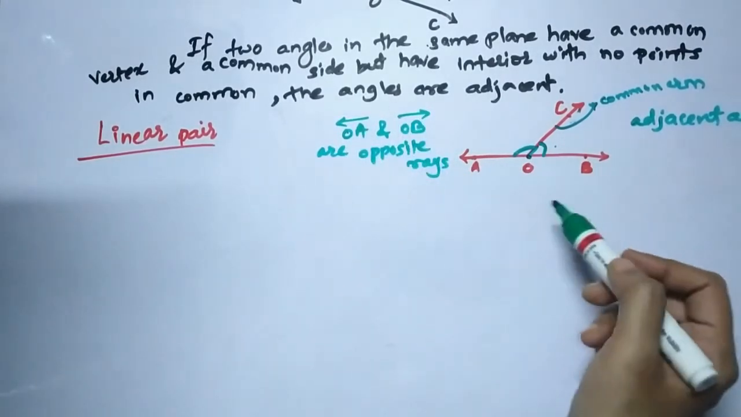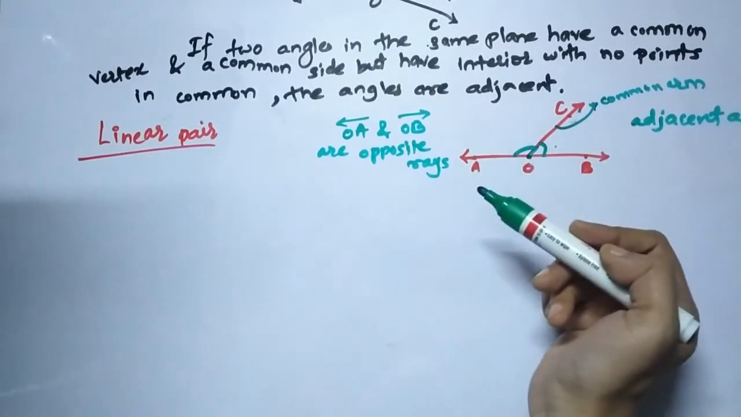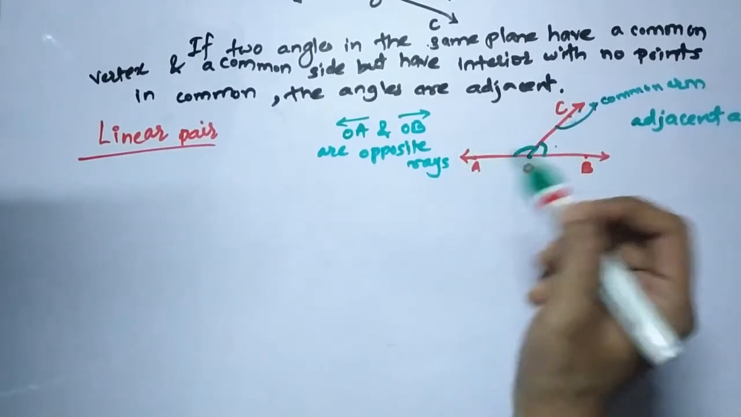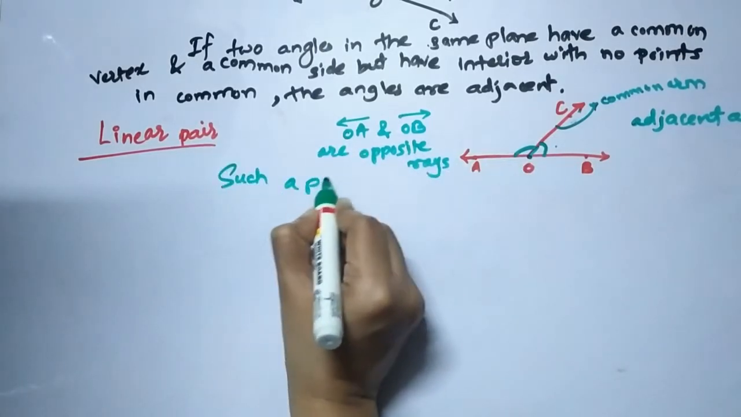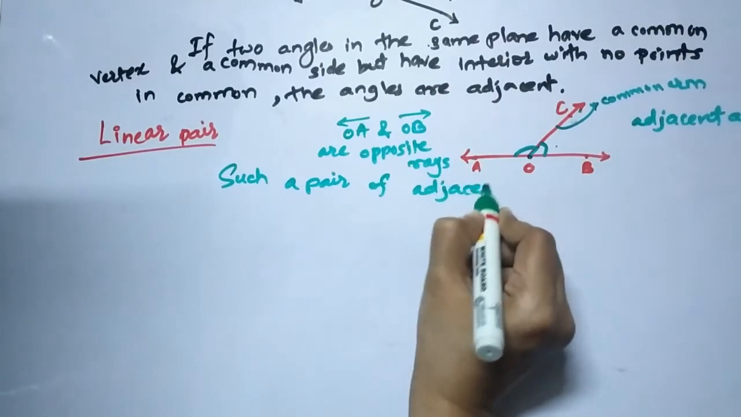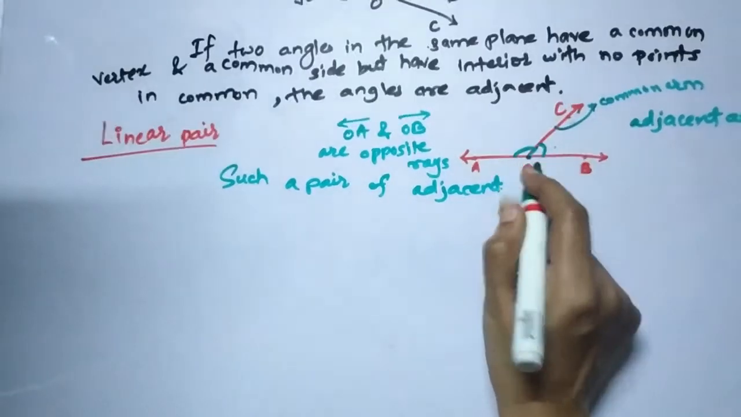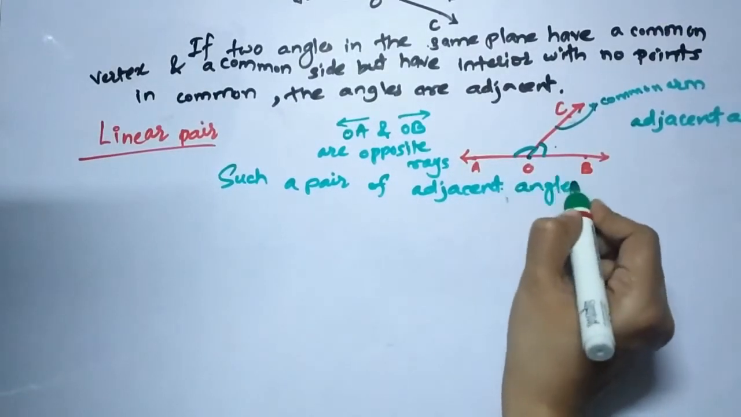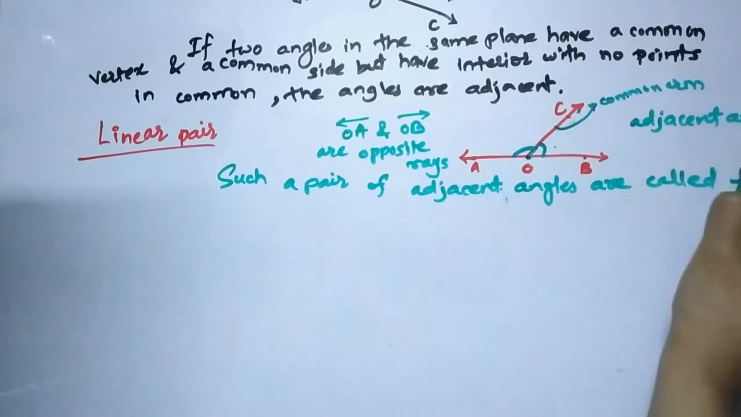So when you are having such a condition, you can say that these two angles are a linear pair. Such a pair of adjacent angles where opposite rays are available is what is called a linear pair.